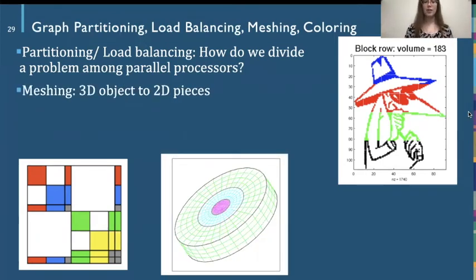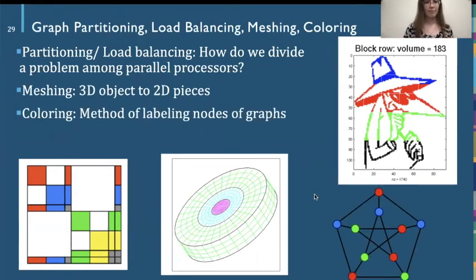Meshing turns 3D physical objects into 2D pieces that we can work with more easily on our computers and with our partial differential equations. Coloring is a method of labeling nodes on graphs. And all of these, again, are provided in the package called Zoltan2.